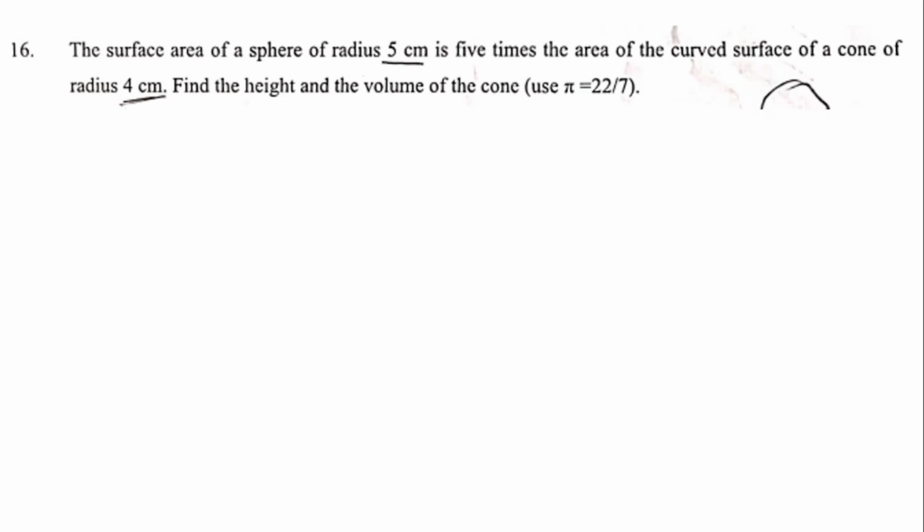The surface area of a sphere. We know that the sphere volume is 4 by 3 pi r cube and the cone volume is 1 by 3 pi r square h. The curved surface area of a sphere equals 4 pi r square, which is also its total surface area, and the curved surface area of the cone equals pi r l. Okay, then you start.